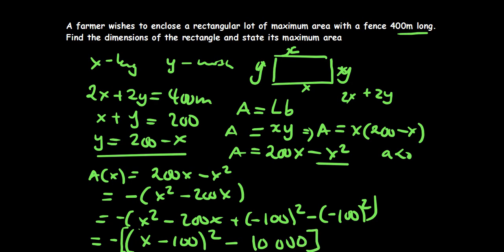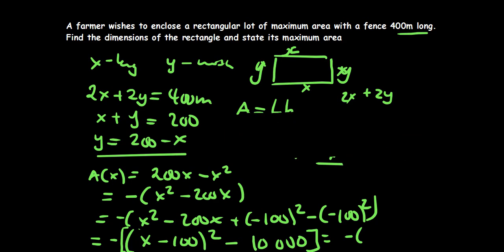So this 10,000, we multiply the negative throughout there, so when we multiply the negative, that will be equal to negative x minus 100 squared, then that will be plus 10,000, like that. So this is what we get when we complete the square.